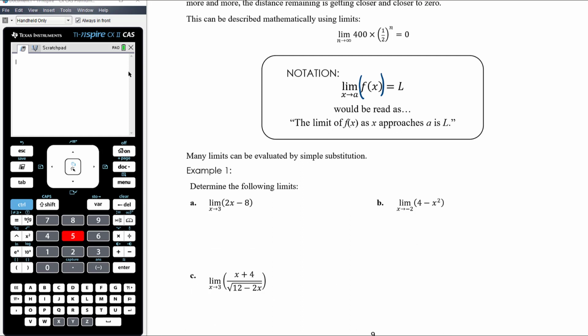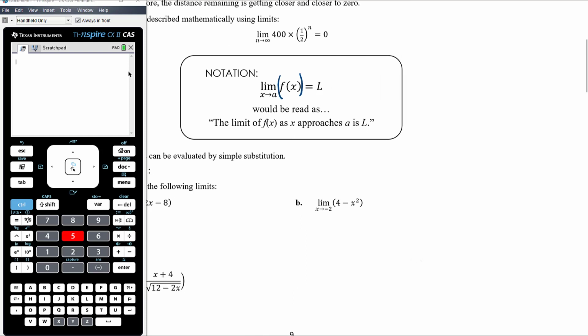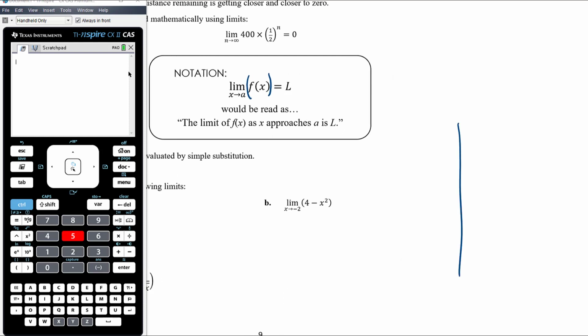So if I want to know the limit of 2x minus 8 as x approaches 3, we simply want to look at whether we can work out what 2x minus 8 equals when x equals 3. Then the limit is going to be that particular value. I'm just going to draw a graph here. 2x minus 8 is a linear function. So let's say that's our function there, 2x minus 8, that's 4, that's negative 8.